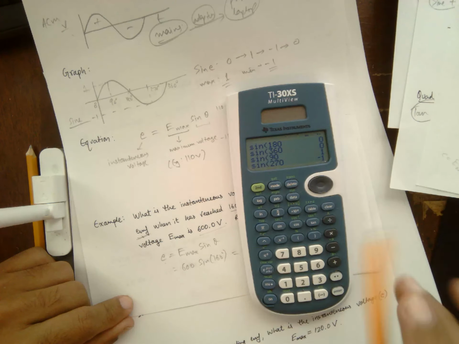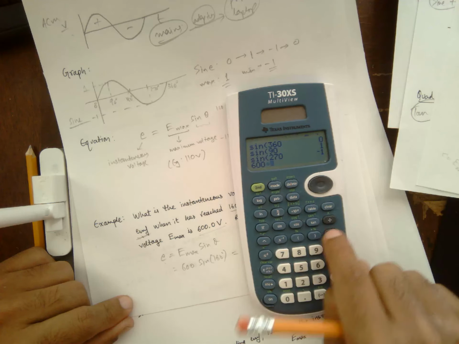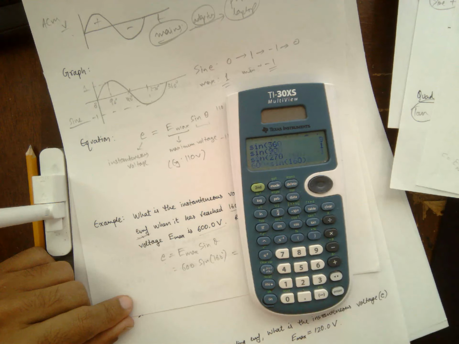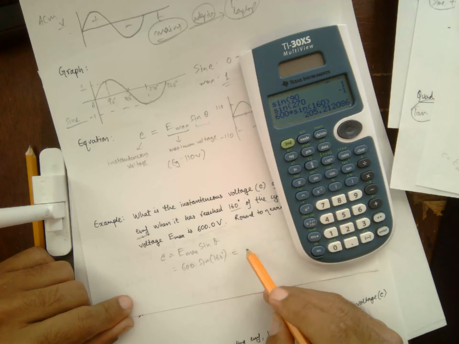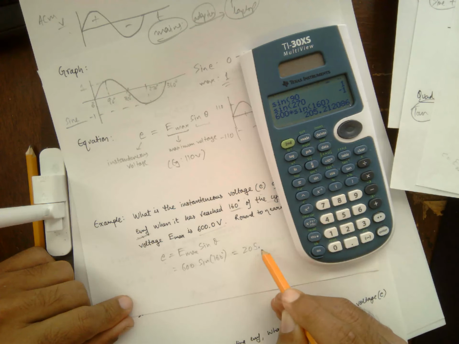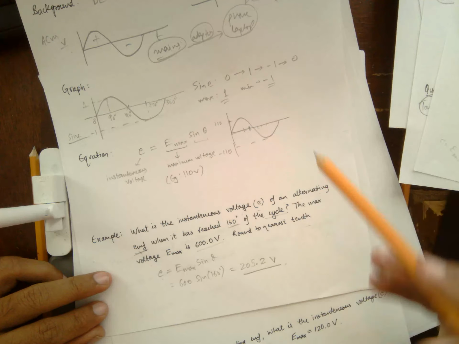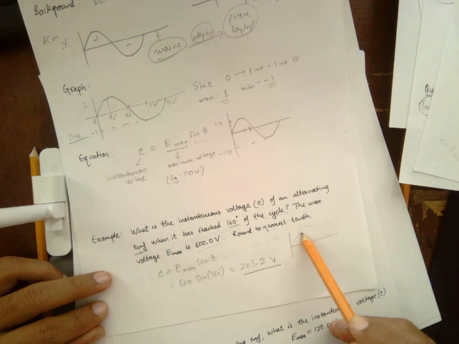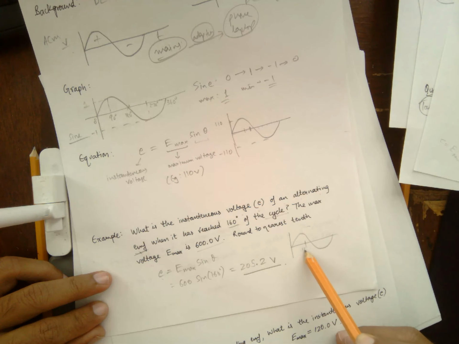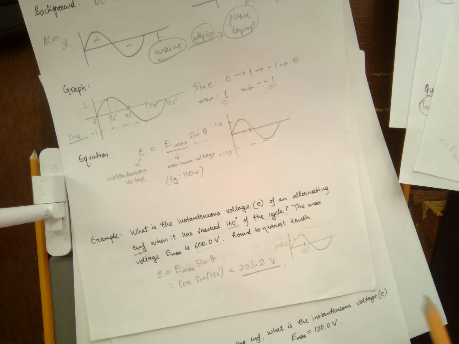So you plug all of these numbers in. 600 times sine of 160 degrees gives you 205 point, it says round to the nearest tenth, so 205.2 volts. Okay, so at the 160 degree point of this particular voltage supply, somewhere here, 160, this value is 205.2 volts.